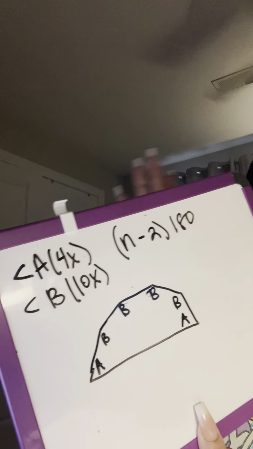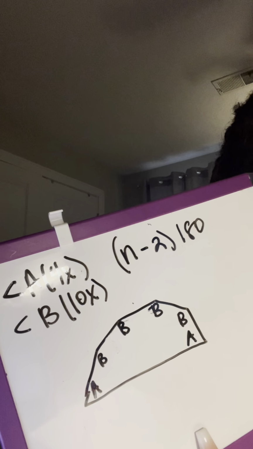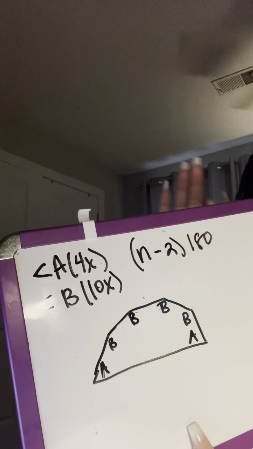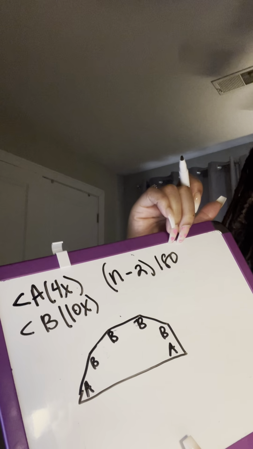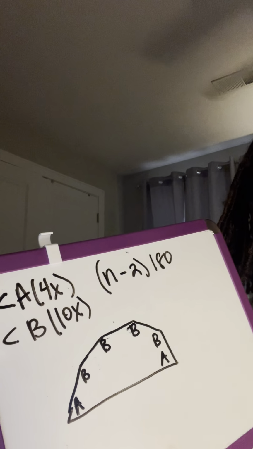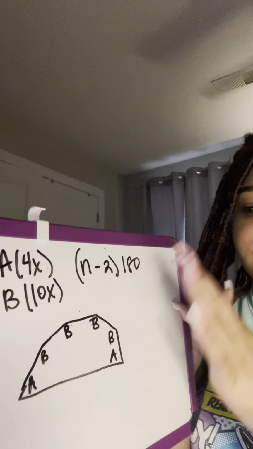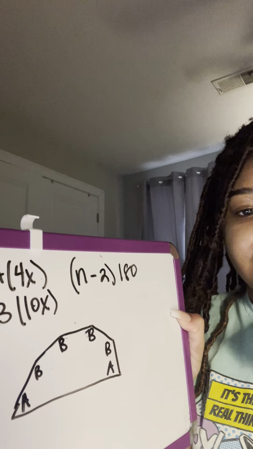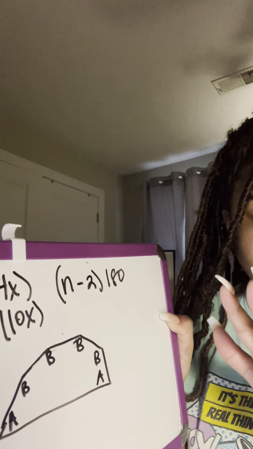So your formula for this one, you need to remember a formula. It's going to be n minus 2 times 180. So that is automatically going to be your formula for any problem you have like this. It's important to know this, because you're always going to have to reference back to your formula. It's going to be the same concept.